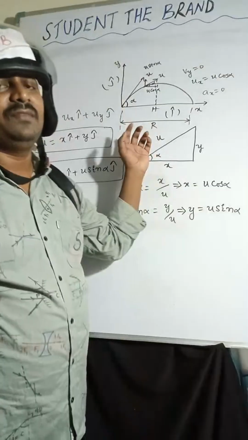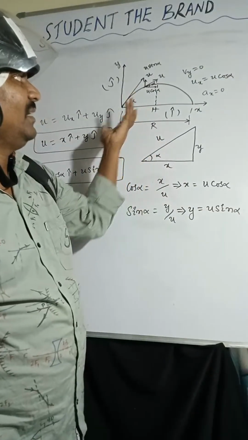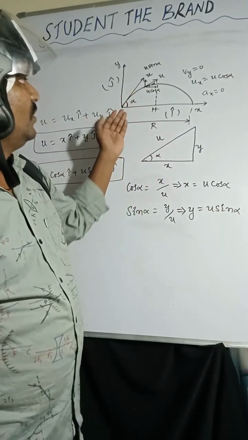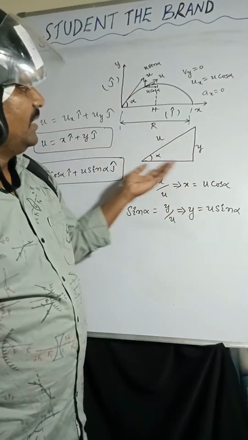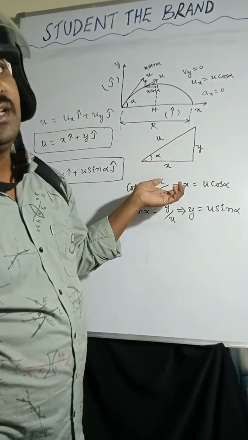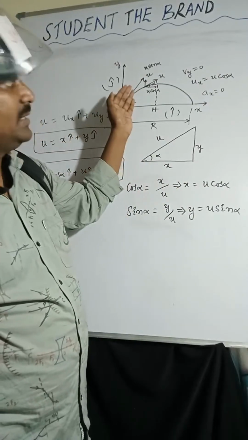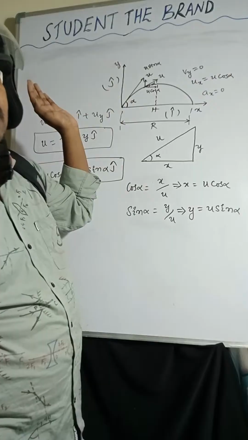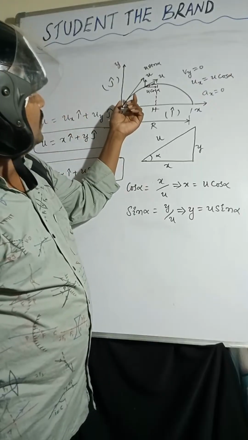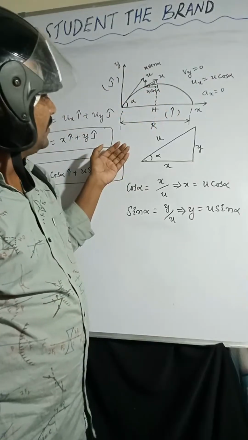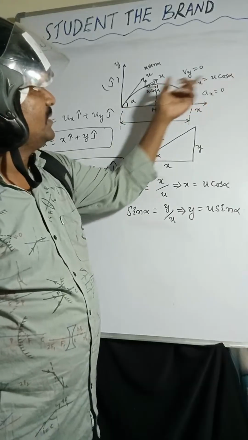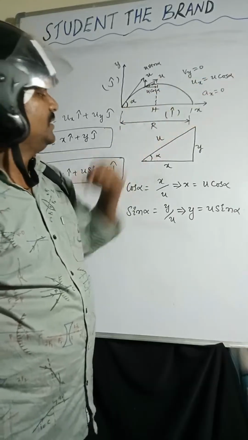Sir, why are you taking alpha? We can take theta. Yes, we can take theta also. Fine, no problem, same thing. Instead of alpha, we will take theta. That's enough. Now, along x-axis and y-axis, we discussed that throughout the path, ux is u cos alpha and acceleration is 0.